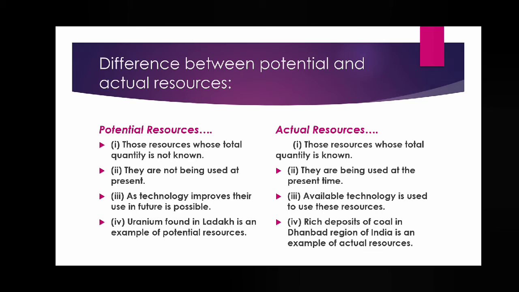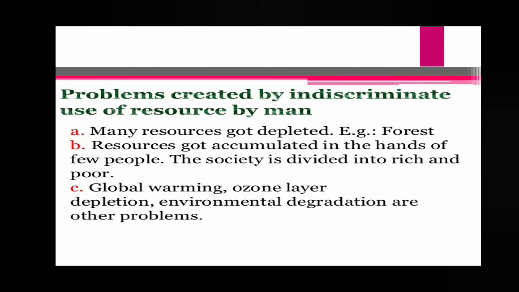Actual resources like coal, which is available in Dhanbad. Dhanbad means in your state, that is Jharkhand. So it is available in Dhanbad and we have started to use it, we are getting electricity from this coal, so it is called actual or developed resources. Now come to the next. We have discussed till now what a resource is and how we can use them, also what the types of resources are, and what the process of formation of resources is.